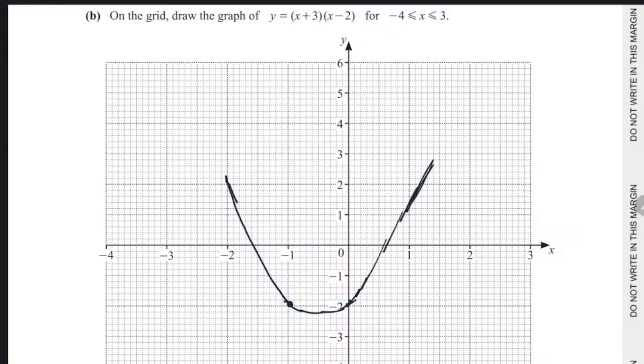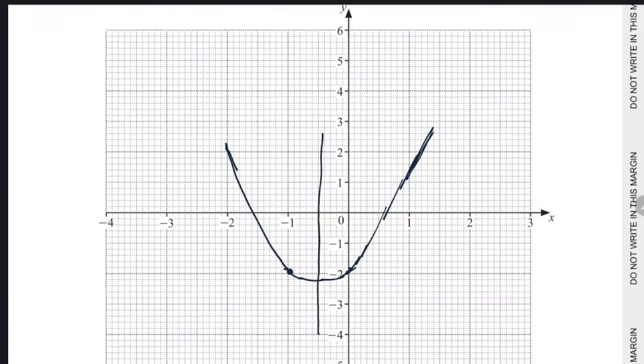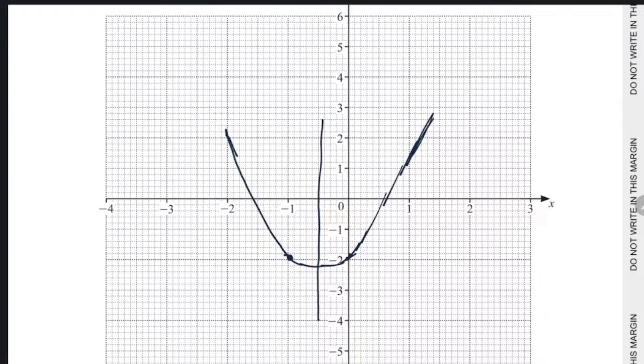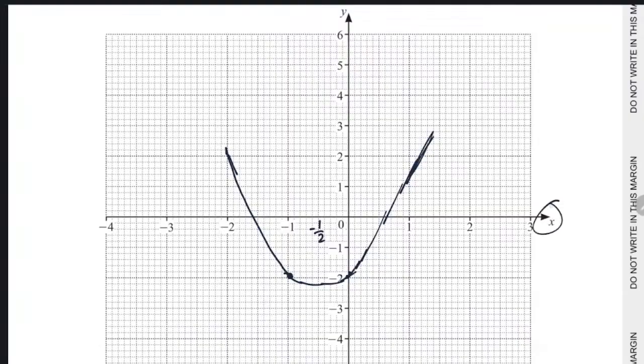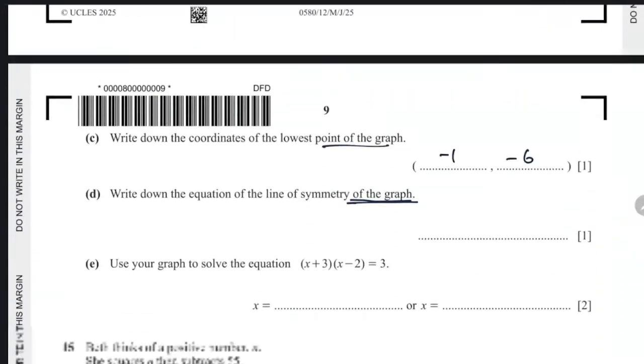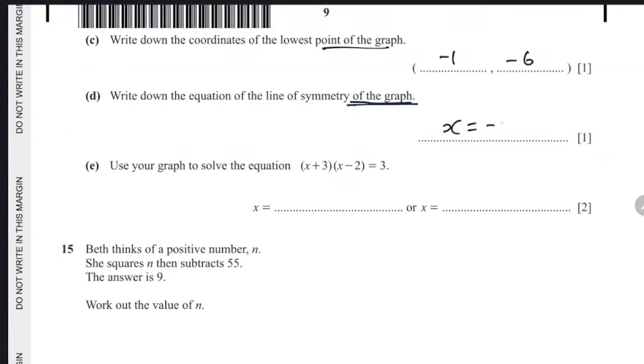Can you see it? So if we come right in between them, then we would have found the line of symmetry, right? So it would be between 0 and minus 1, which is negative half, on the x-axis, somewhere like that. So let's say it is the line x equal to negative half.